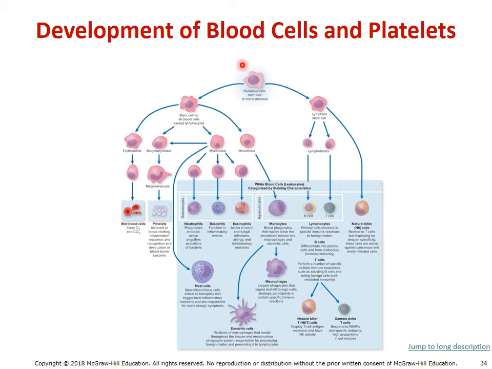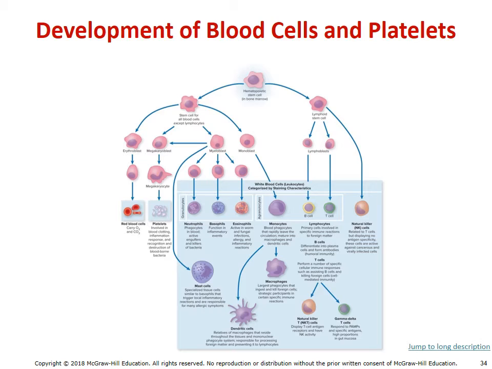So again, everything starts off with the hematopoietic stem cell found in the bone marrow. And from there we get these unspecialized cells that do become more specialized cells over time. The idea is, again, all blood is produced this way: red blood cells, platelets, and all the white blood cells.